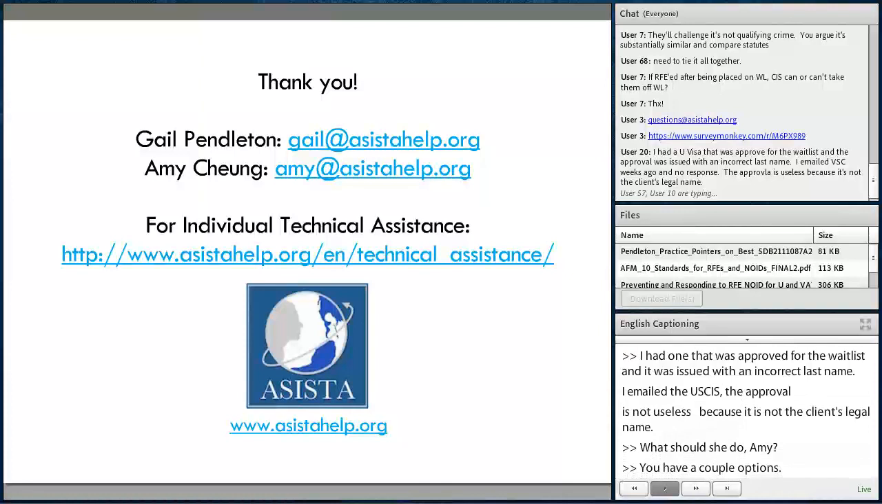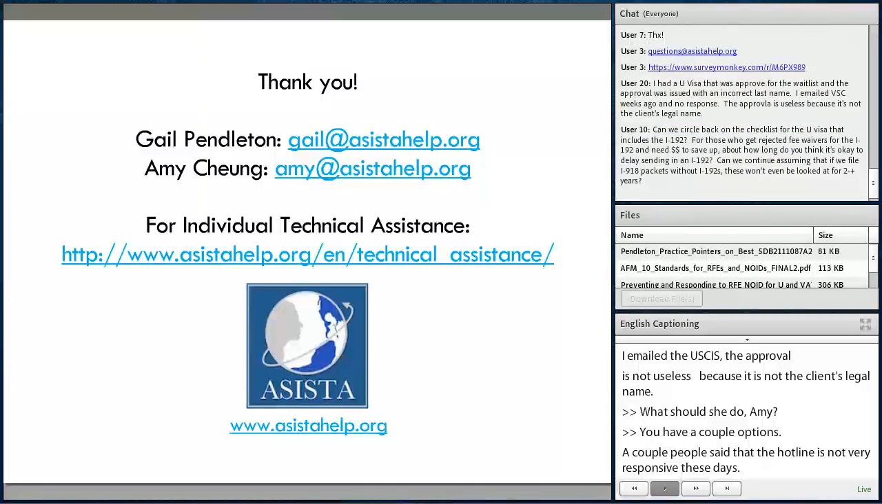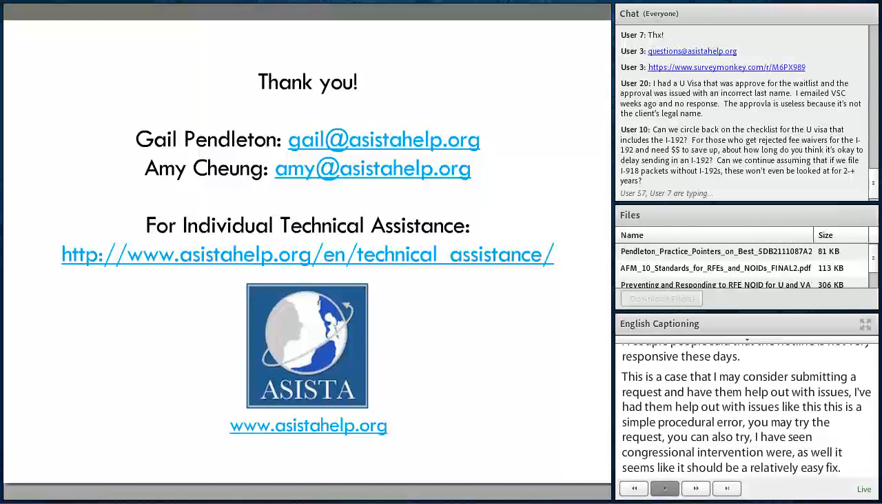Well, I think you have a couple options here. I know a number of people said that the hotline is not very responsive these days. This is a case where I might consider submitting an ombudsman request. They have helped out with issues like this in the past. This is a seemingly simple procedural error on the part of Vermont Service Center. You can also try congressional intervention, which I've seen work as well. This seems like it should be a relatively easy fix.